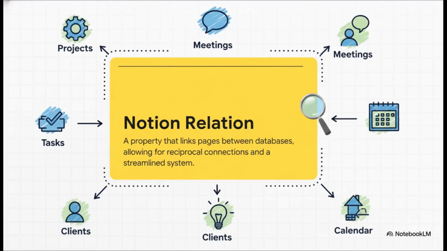And the whole problem, it all comes down to this one thing, the relation property. Now, if you use Notion, you know this is one of its superpowers. It's how you link everything together. Projects to tasks, meetings to clients, ideas to your calendar. It's what turns Notion into this incredible interconnected web of all your stuff.